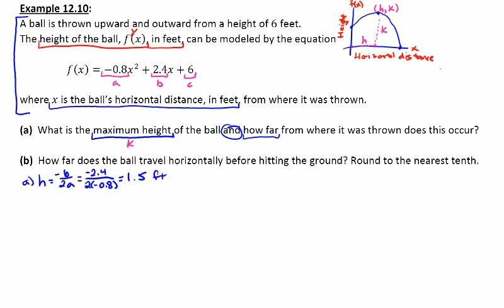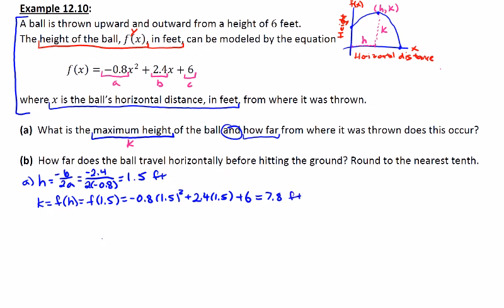For K, K will be calculated as f of h, or f of 1.5. So we'll plug that in: negative 0.8 times 1.5 squared plus 2.4 times 1.5 plus 6. And this is where you would definitely want to use a calculator. Since the answers are all given in decimal, it'll be fine to get a decimal approximation if necessary. Now it turns out this answer ends up being exactly 7.8 feet.